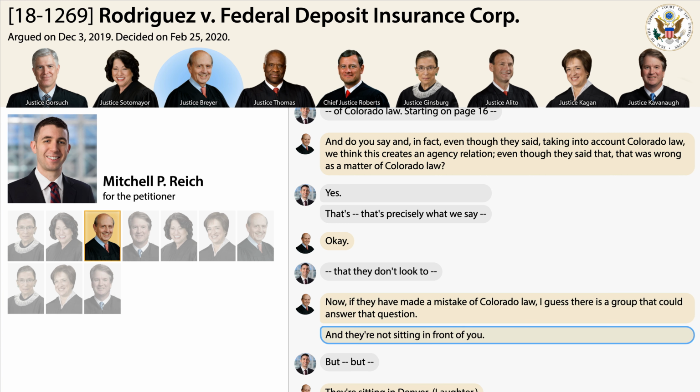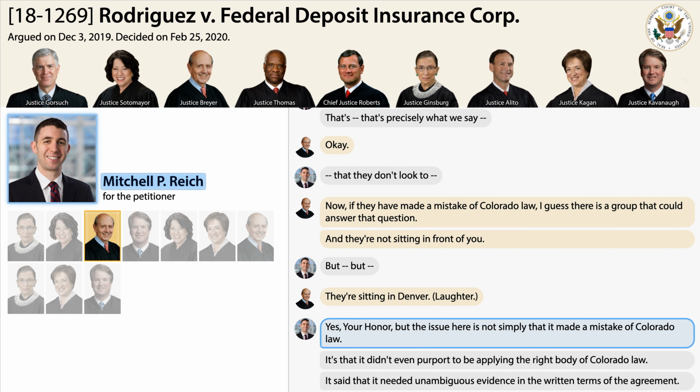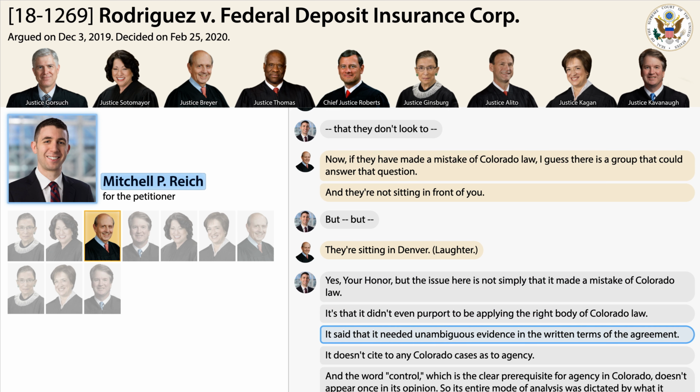And they're not sitting in front of you. They're sitting in Denver. Yes, Your Honor, but the issue here is not simply that it made a mistake of Colorado law, it's that it didn't even purport to be applying the right body of Colorado law. It said that it needed unambiguous evidence in the written terms of the agreement.